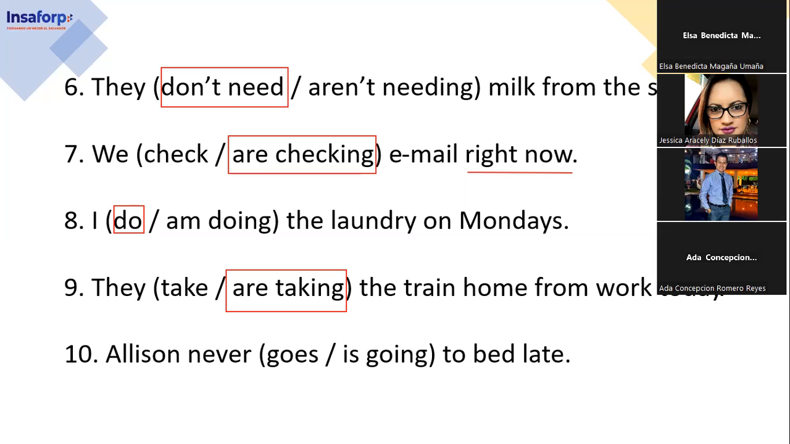Okay, let me see. Ada, hello, Ada. Can you help me, please? Allison never goes, or Allison is going to bed late? What do you think, Ada? Allison never goes, or Allison is going to bed? Is going to bed, right? Never. Wait a minute. What is never, Ada? Never is a frequency. Never como nunca. Nunca, right? But you say siempre, algunas veces, nunca. What is that? Those are frequency, right, Ada? Son adverbios de frecuencia, right?